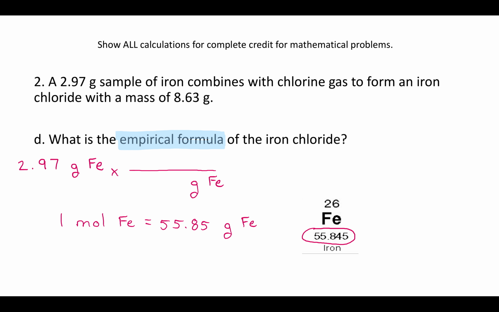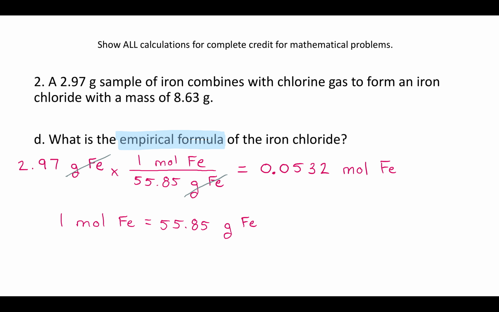So in that fraction, I'm going to put the number that goes next to the grams of iron in that conversion factor, 55.85. And going over the fraction bar is like going across the equal sign. So on top, I'm going to write 1 mole of iron. Grams of iron cancels, and I'm going to get 0.0532 moles of iron.